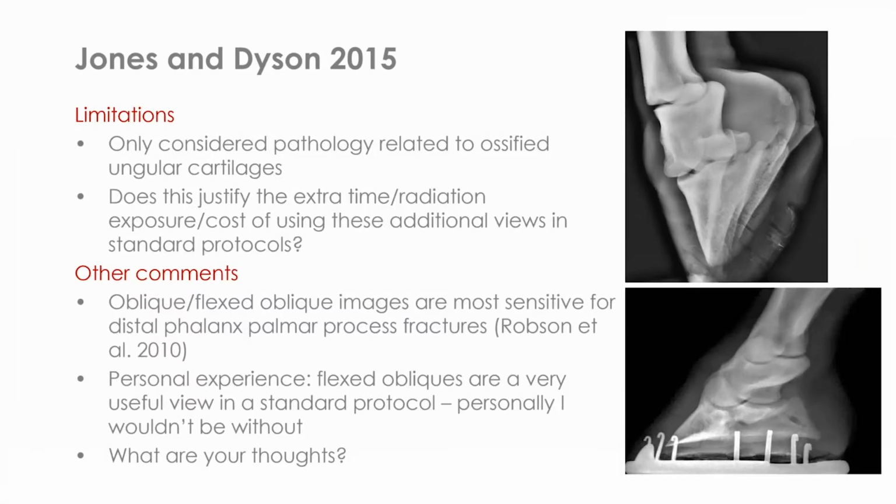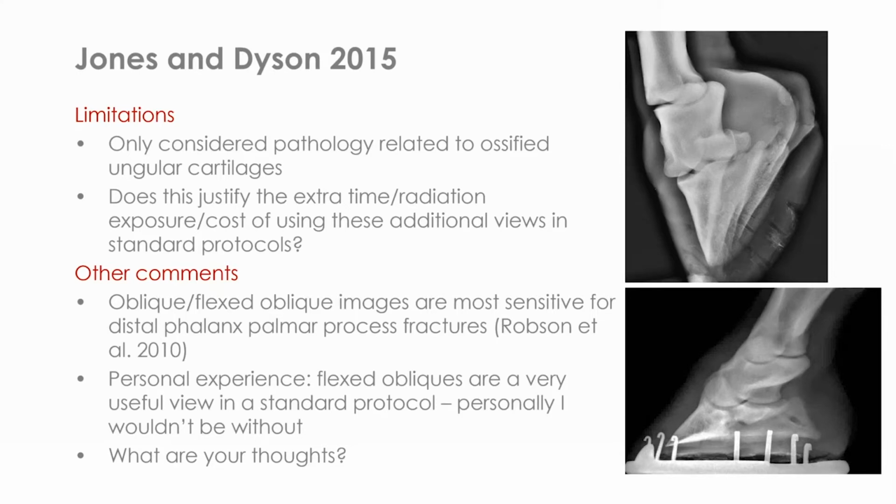Some limitations, we did only consider pathology related to ossified ungular cartilages. Not all horses have ossified ungular cartilages, and therefore does this study justify the extra time, the additional radiation exposure, and also the cost of using these additional views in a standard protocol? I mean, probably not. I will comment that in my personal experience, I find flex obliques are a very useful view to include in a standard protocol. Personally, I wouldn't be without them.